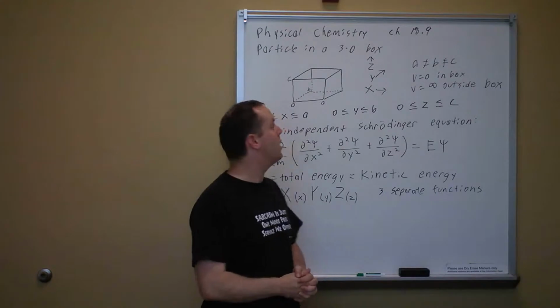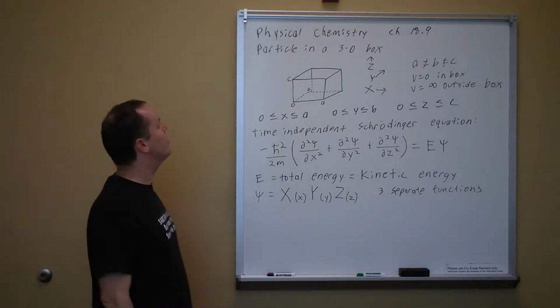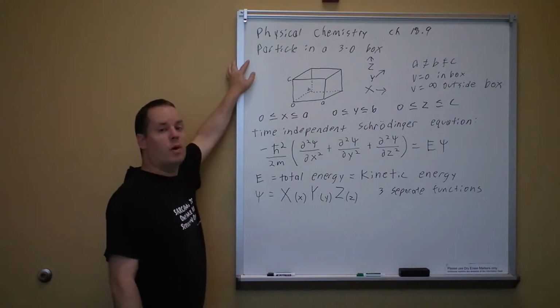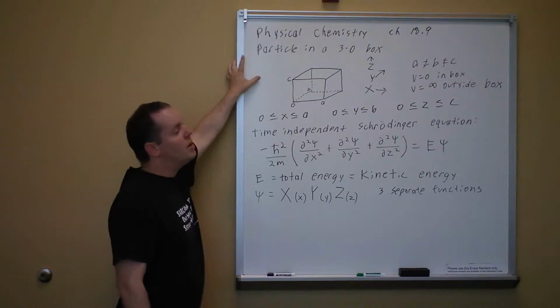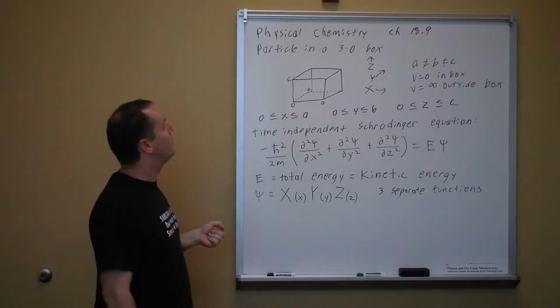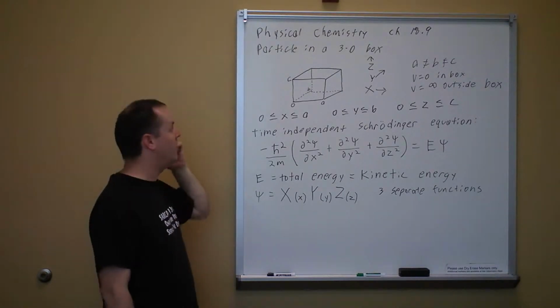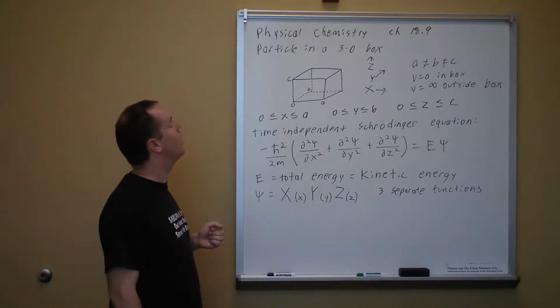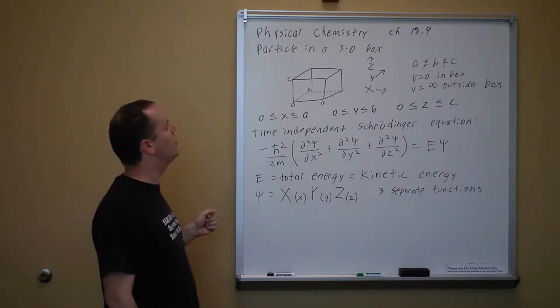Okay, welcome back to physical chemistry. We're in chapter 18, section 9 now. We talked before about a particle in a one-dimensional box, which is, well, the real world's not one-dimensional, but there are actually some cases where you can pretty well approximate a real system with a one-dimensional box.